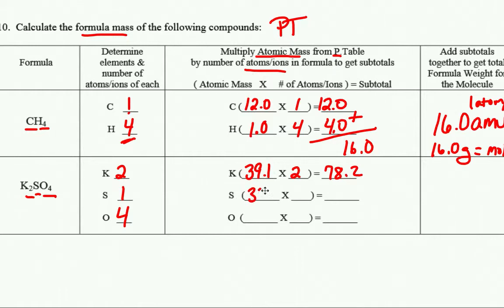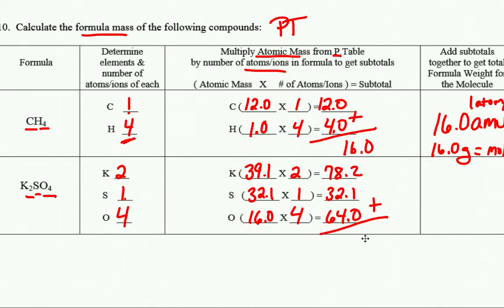Sulfur, look it up, element 16, 32.1. And there's only 1 of them. There's no numbers after it, so it's 32.1. And finally, oxygen, its mass is 16, and there's 4 of them. So 16 times 4 is 64. And then what do you do? You add them all up, get the grand total.